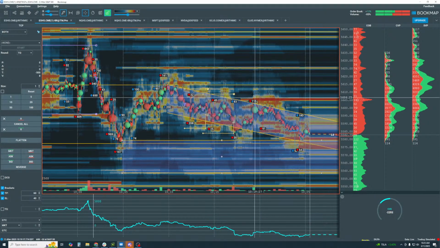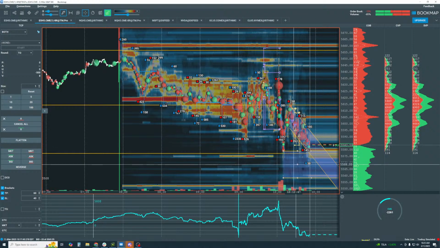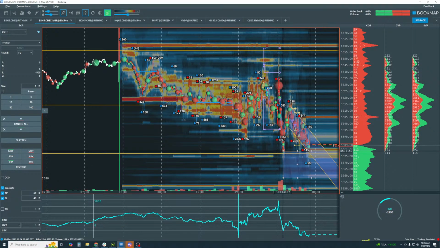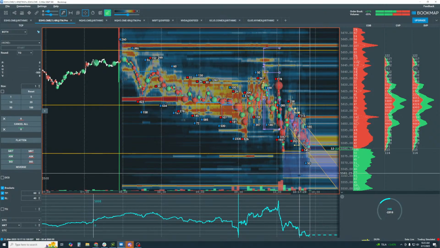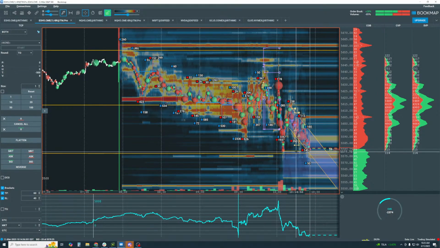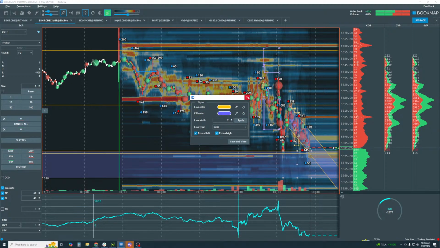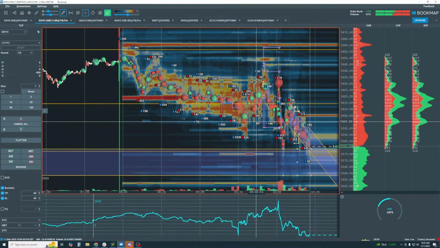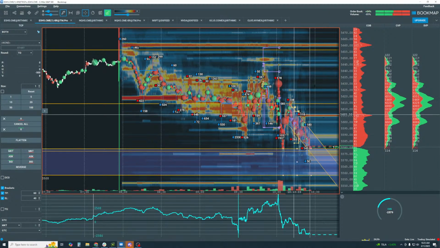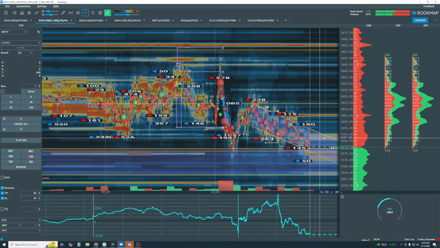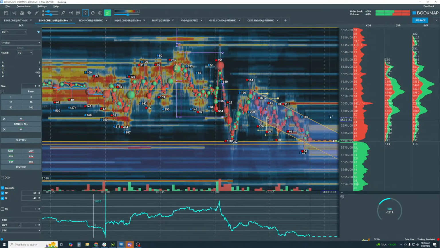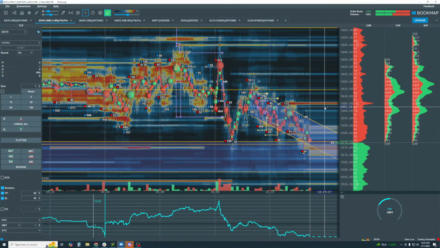Okay, and now you can see I've got this whole area in here. And why didn't it extend it to the, because I deselected it. There we go. Okay, so now you can very easily highlight a zone in here. Okay, so maybe you consider this a supply zone in here or something like that.